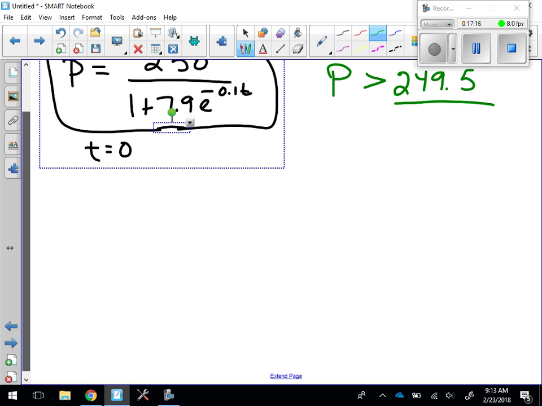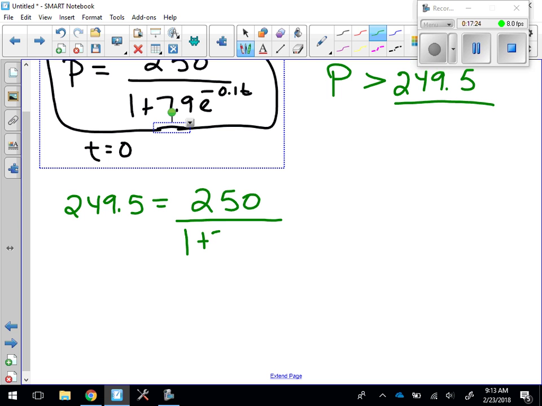So if I take my equation here, I'm going to let P be 249.5. I've still got the other half of my equation, which is 250 over 1 plus 7.9 e to the negative 0.1 t. And now we can solve for t. Can you solve for t by yourself? All right, then solve me a t.